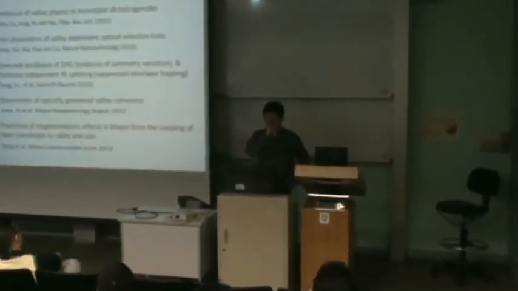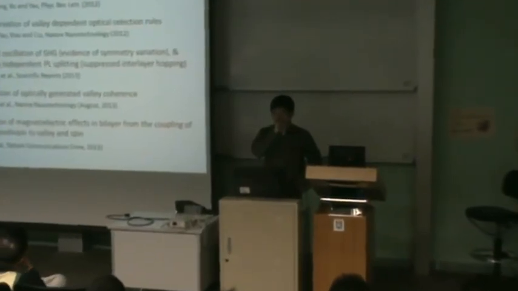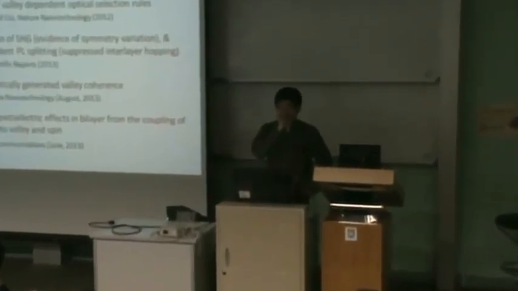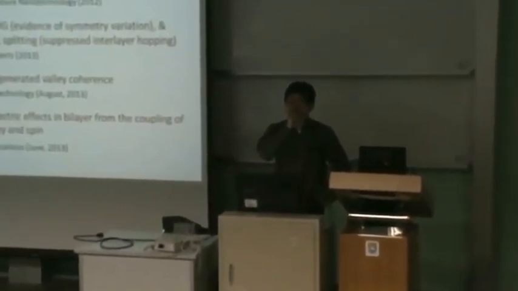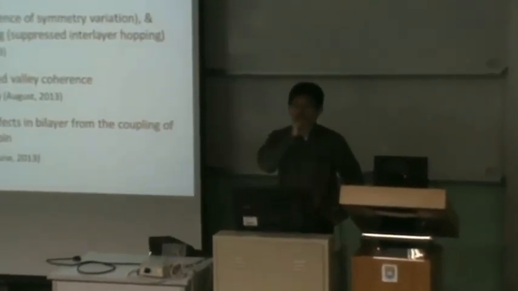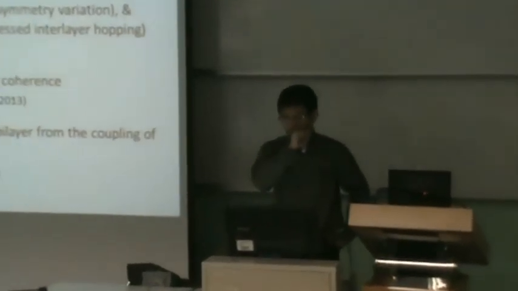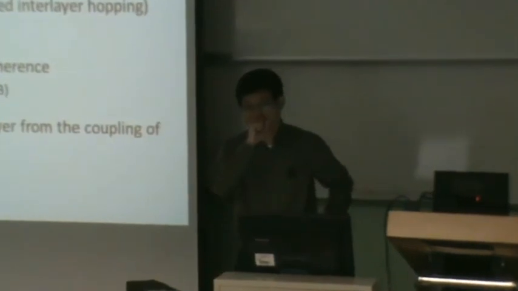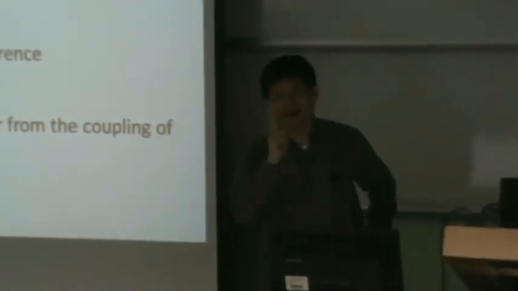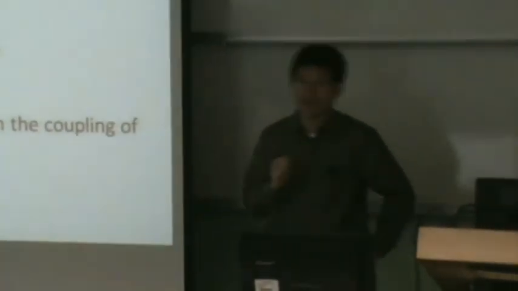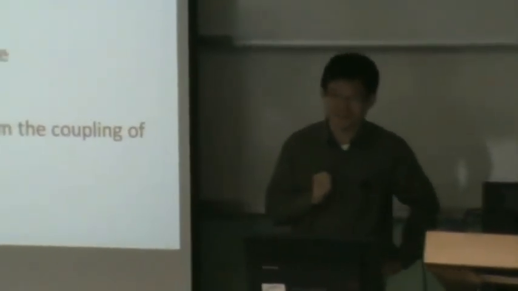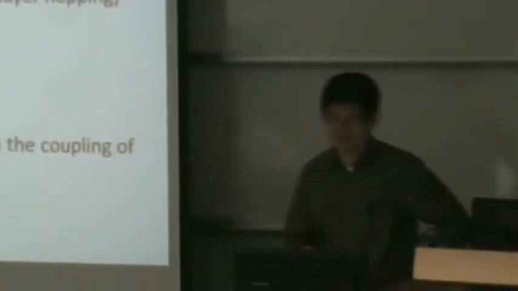Mm-hmm. I'm not sure about that. Another thing I want to know about the theory: you use the partial omega over partial k to describe the equations of motion. But for graphene, the effective mass is zero. Okay, so it's also okay. Yeah, it's massive. Okay. So it's okay. Thank you.